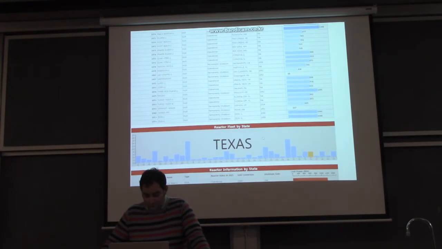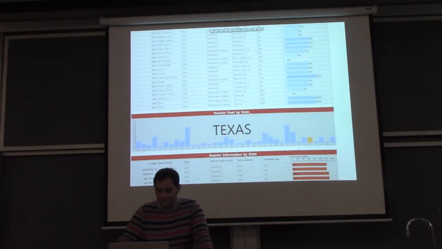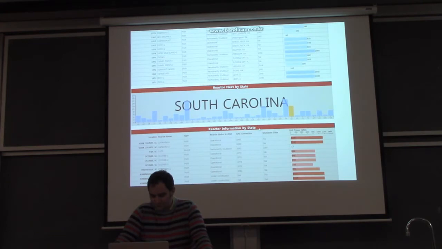The 5th visualization is the reactor fleet by state graph. The graph stays static with data from 2015, displaying the number of reactors a state has ever had, no matter its operational status. The last visualization is the reactor information by state table that corresponds to the graph. It displays every reactor in the selected state with all of the corresponding reactor-specific information.